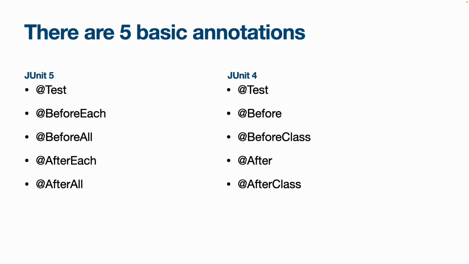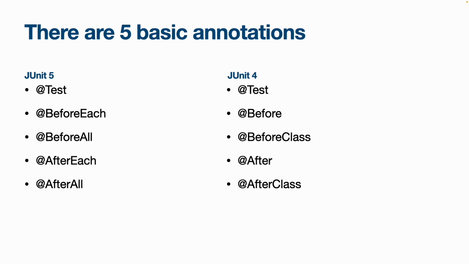And AfterEach is the JUnit 5 version of After, which was in JUnit 4. BeforeEach executes before each and every test case, and AfterEach will execute after each and every test case. And the AfterAll annotation, which is called AfterClass in JUnit 4, will execute once after executing all the test cases.